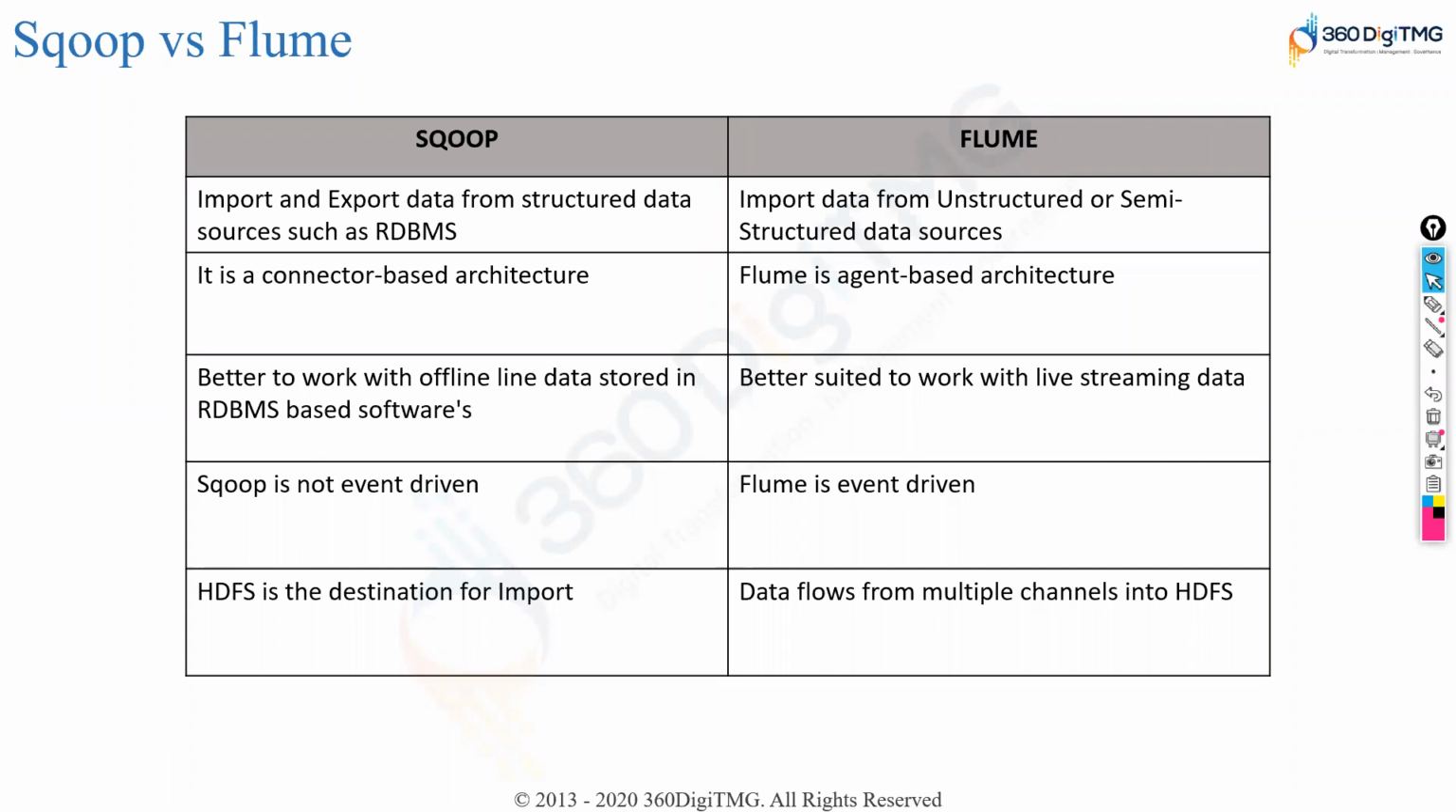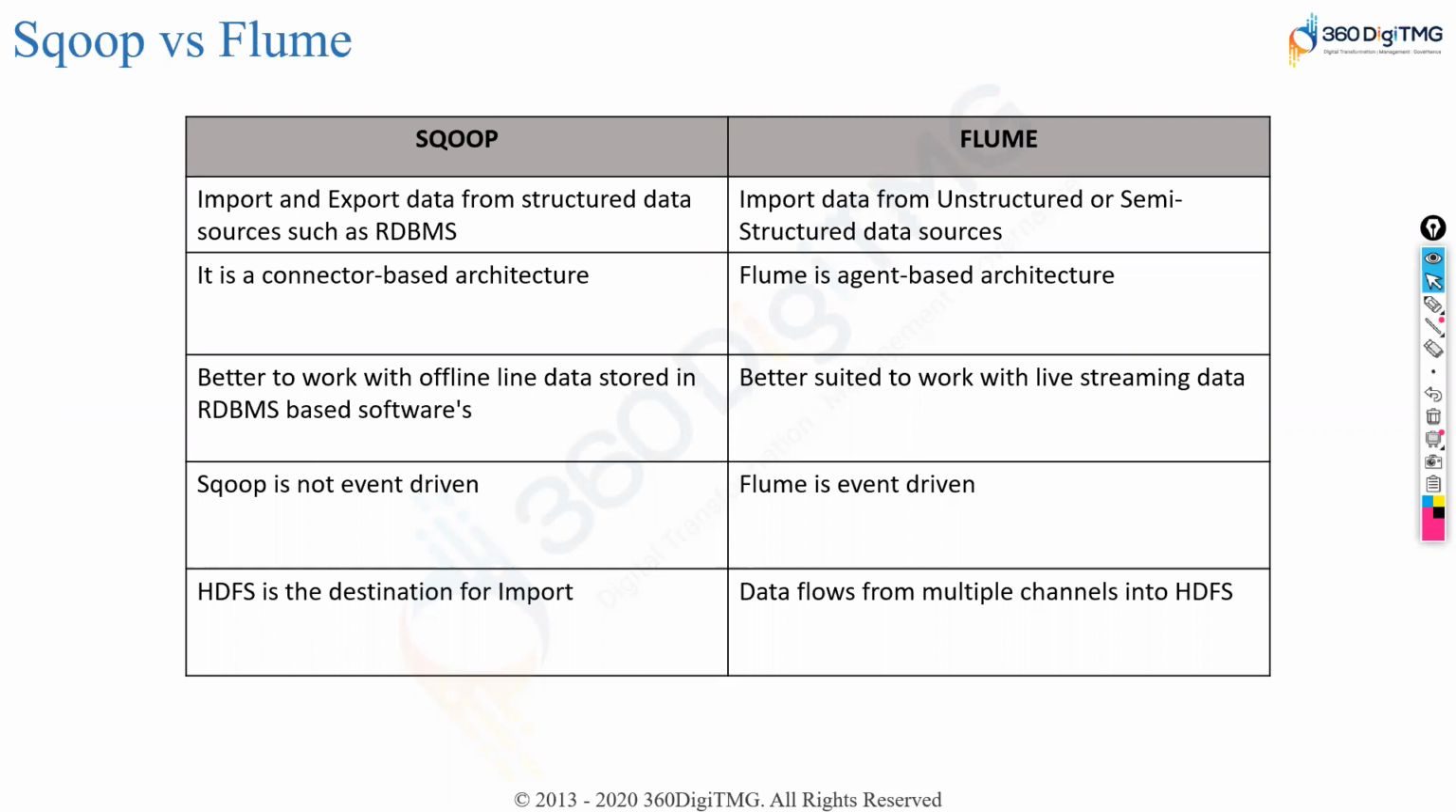Sqoop is connector based. You establish a connection using APIs that are provided by the database and pull out the data that is required from that system. Whereas Flume is an agent-based architecture. That means you will have an agent, you'll have a server here, you'll have an agent there, and the communication happens between agent and the server. Better to work with offline data, and the data is stored in RDBMS softwares. This is the feature of Sqoop.